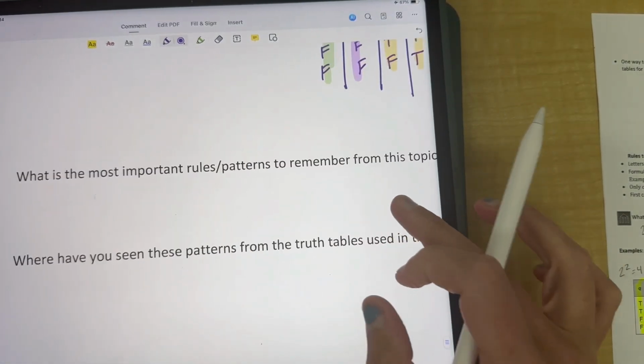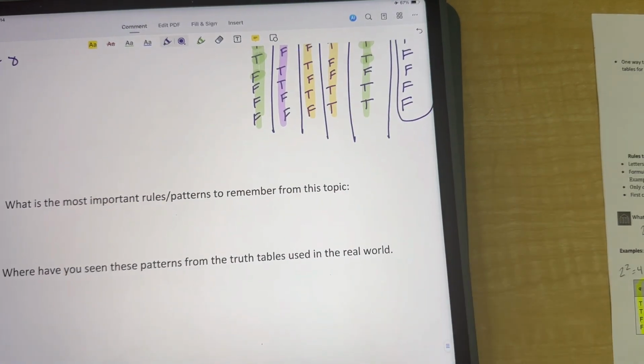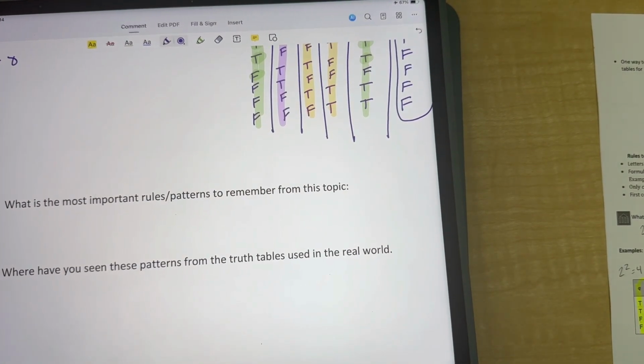What is important? If you guys can fill these out yourself, talk with your partner. What are the most important rules and patterns to remember from this topic? This could be anything. It could be go in alphabetical order. It could be that it's always 2 raised to the number of letters you have to find out how many rows you have. You and your partner decide what was maybe the biggest struggle you have, and write those down to help you remember.